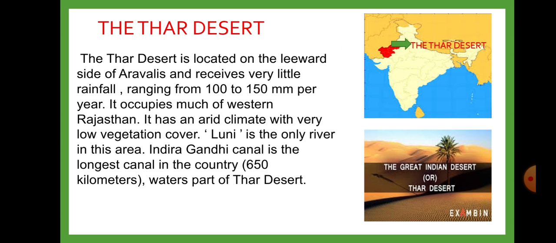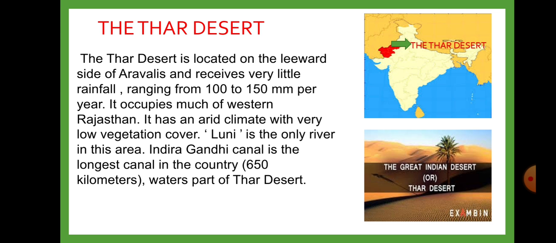Now coming to the first one, that is the Thar Desert, which is also called the Great Indian Desert. This Thar Desert, as you can see in the map, it is located towards the northwest. The Thar Desert is located on the leeward side of Aravalli mountains and receives very little rainfall, ranging from 100 to 150 millimeters per year. It occupies much of western Rajasthan.